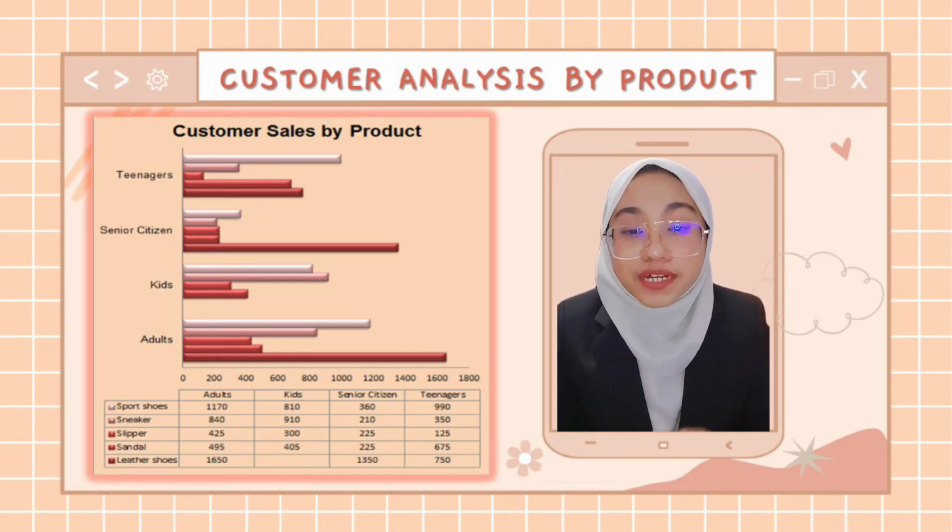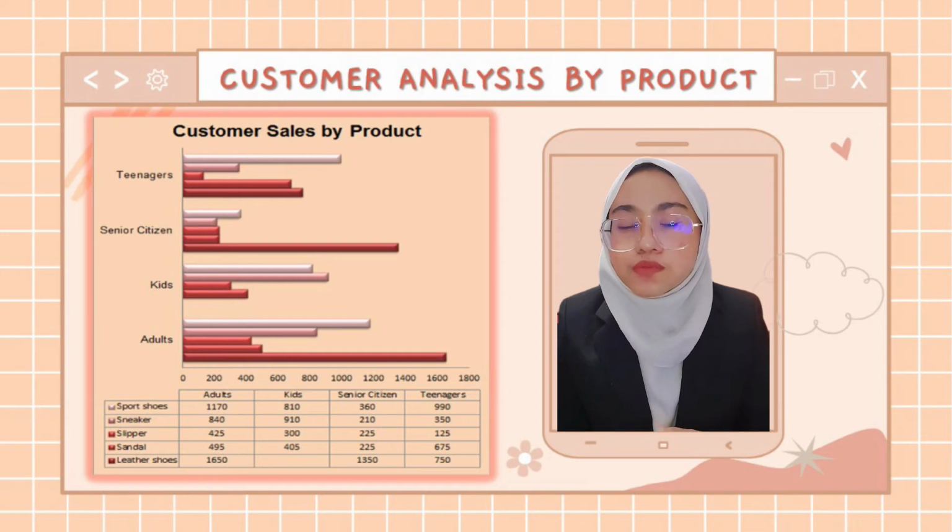First of all, for the adult group, the highest product sold was the ladies' shoes, with total sales of 1,650 ringgit Malaysia, and the lowest was the slippers product, with total sales of 425 ringgit Malaysia. For the senior citizen group, the highest product was the ladies' shoes product, with total sales of 1,350 ringgit Malaysia, and the lowest was the sneakers product, with total sales of 1,210 ringgit Malaysia.